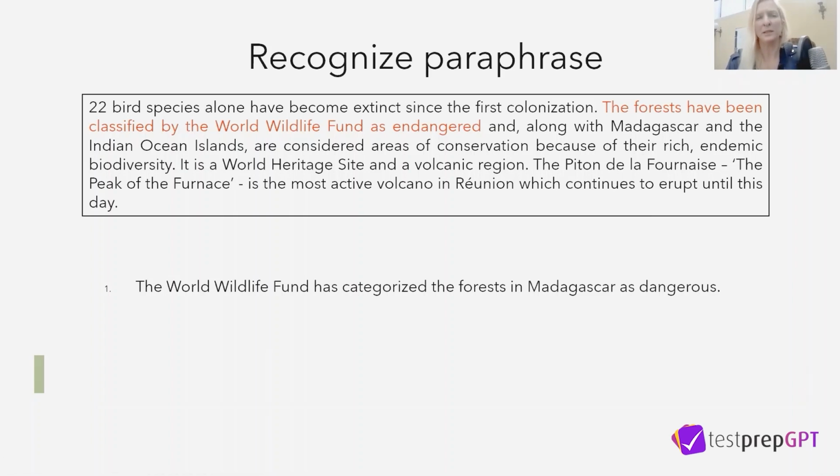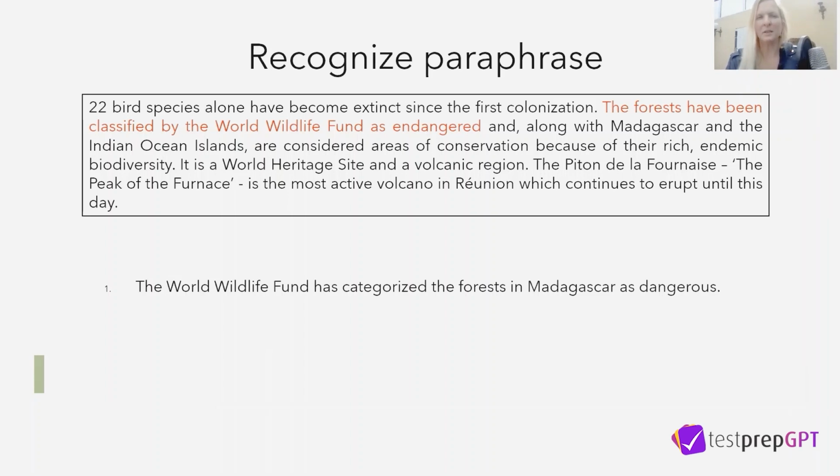22 bird species alone have become extinct since the first colonization. The forests have been classified by the World Wildlife Fund as endangered, and along with Madagascar and the Indian Ocean Islands, are considered areas of conservation because of their rich endemic biodiversity. It is a World Heritage Site and a volcanic region. The Piton de la Fournaise, the Peak of the Furnace, is the most active volcano in Réunion, which continues to erupt until this day.